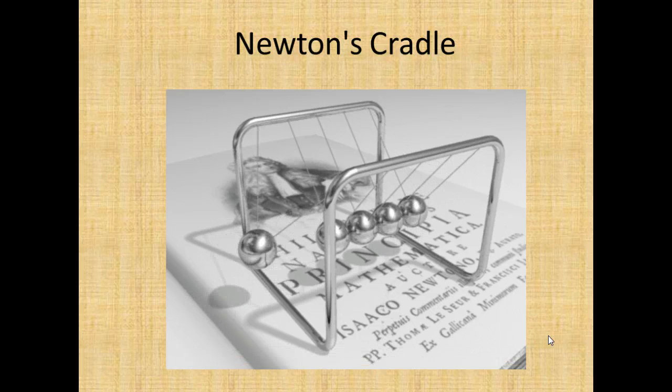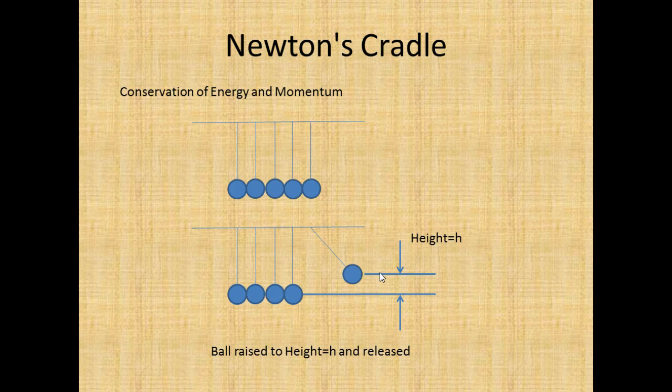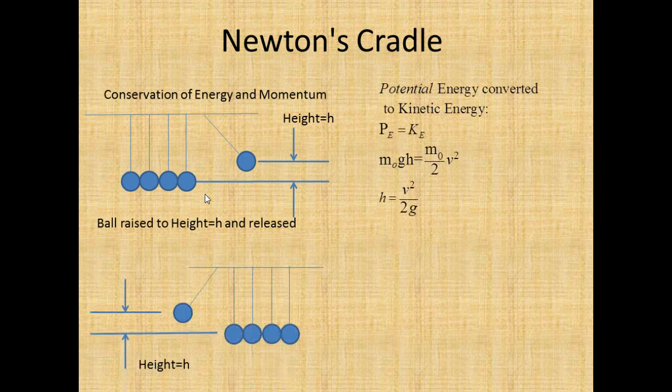Okay? So, let's talk about what Newton's cradle does. It demonstrates the conservation of energy and momentum. One ball is raised to a certain height and released. And when that ball strikes the remaining 4 balls here, the remaining 4 balls deliver that energy to the 5th ball, and it rises to a certain height. Essentially, potential energy is converted to kinetic energy. So PE is equal to KE, potential energy equals kinetic energy.